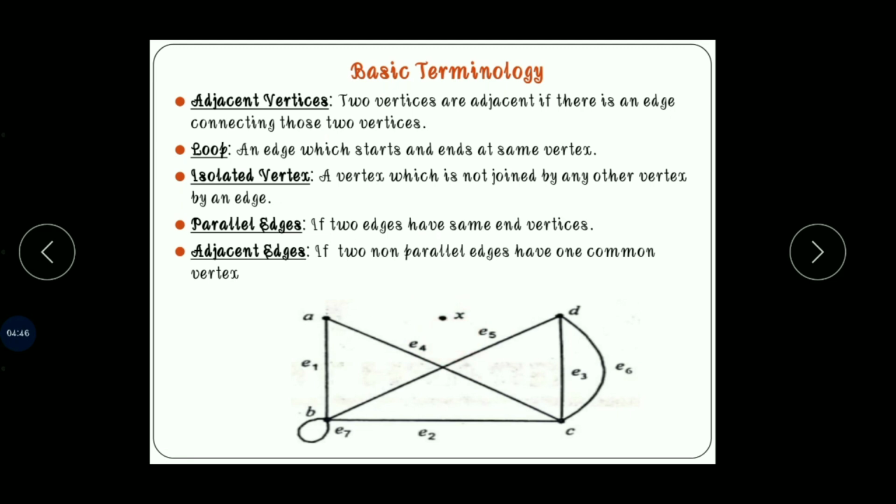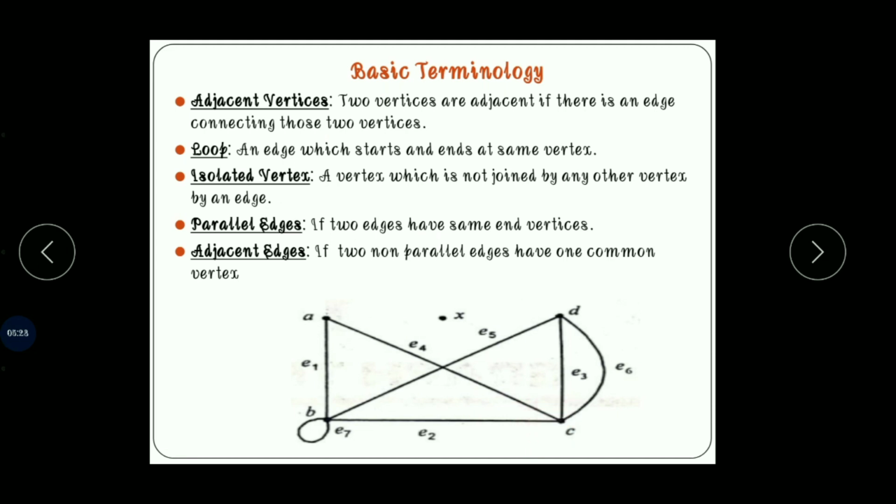Parallel edges: if two edges have the same end vertices, they are called parallel edges. Here in the example you can see edges E3 and E6, both these edges have the same end vertices. They are ending at D and C. So such edges are called parallel edges. Then adjacent edges: two non-parallel edges that have one common vertex. Here you can see A to B, B to C.